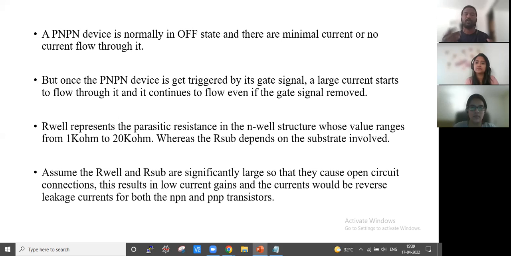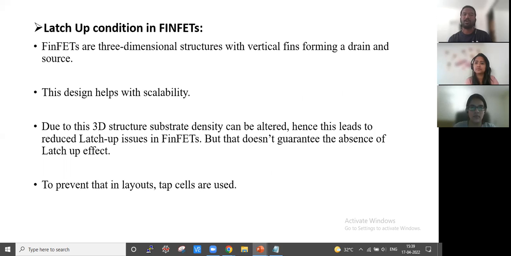So if we go on to our next technology, that is FinFETs. So FinFETs are three-dimensional structures with vertical fins forming a drain and a source. So the reason behind this was to help us with scalability, but this would also help us with the latch-up problems, as FinFETs and planar devices have similar issues with latch-up, but this could be resolved using the substrate density that could be altered for them.